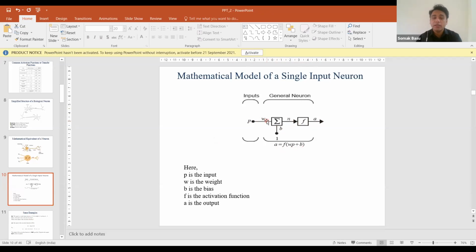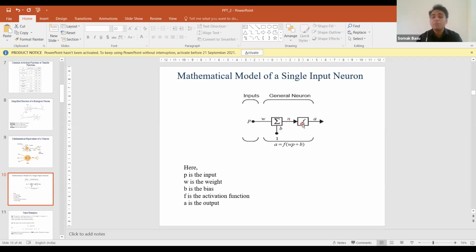I'll tell you again in detail what is the meaning of weight and what is the meaning of a bias, and what are the significances associated with them. So P into W, this part becomes P into W, and you have got B. So P into W plus B.